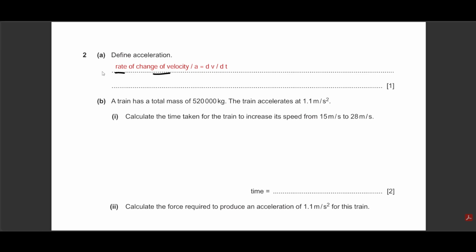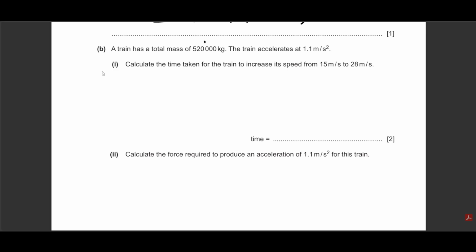Acceleration is a rate of change of velocity. I would advise you to add a bracket and just simply write down the formula as well. So you could have written down a equals delta v divided by delta t in brackets for the examiner as a reference. A train has a total mass of 520,000 kilograms, and acceleration is this much.